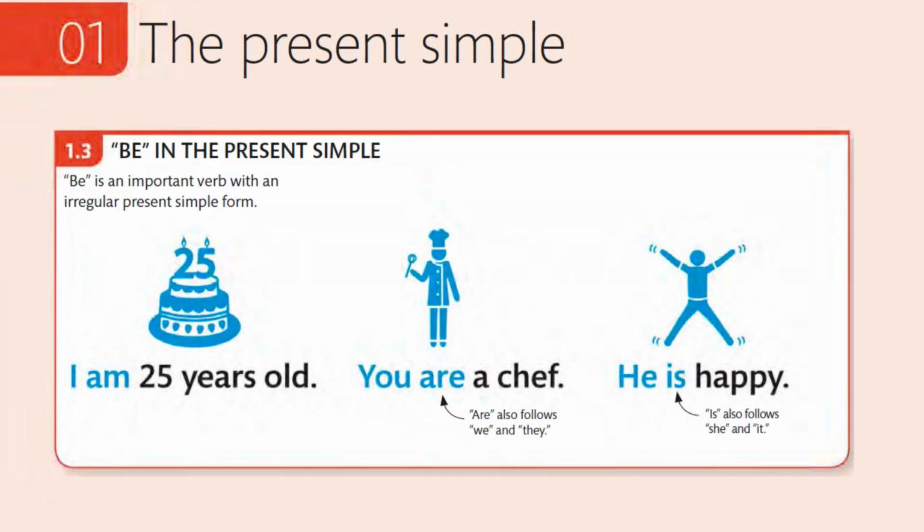Be in the present simple. Be is an important verb with an irregular present simple form. I am 25 years old. You are a chef. Are also follows we and they. He is happy. Is also follows she and it.